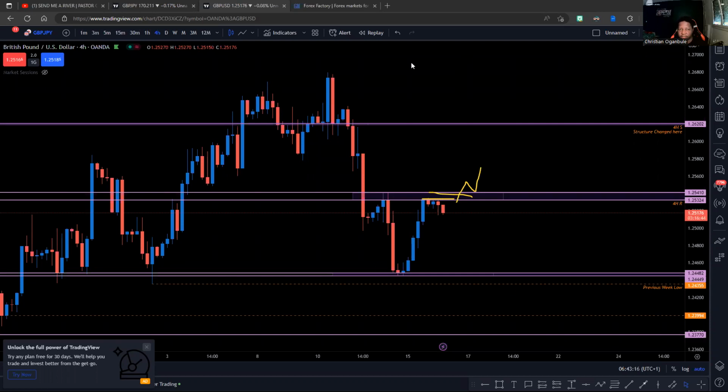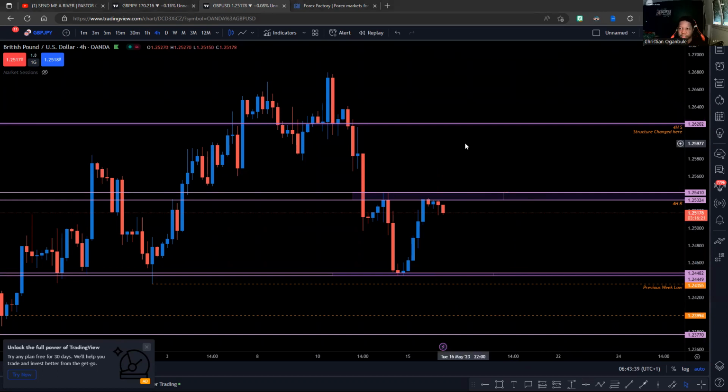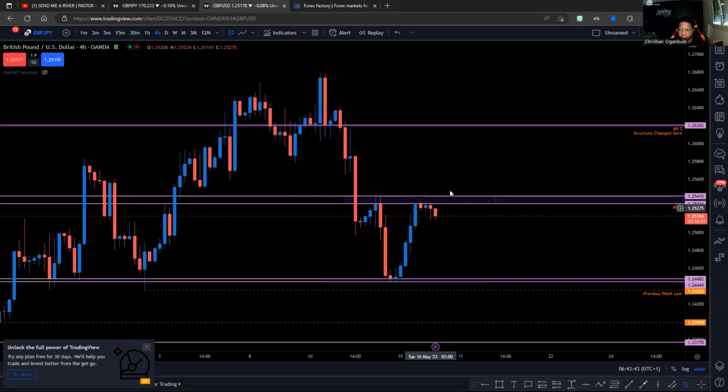Other than that, what I see printing currently is a potential range between this level of resistance and this level of support. And the size of the range is actually 80 pips. So really, price is pushing down and most likely printing a range currently. And we would see that we are currently at the top of the range.